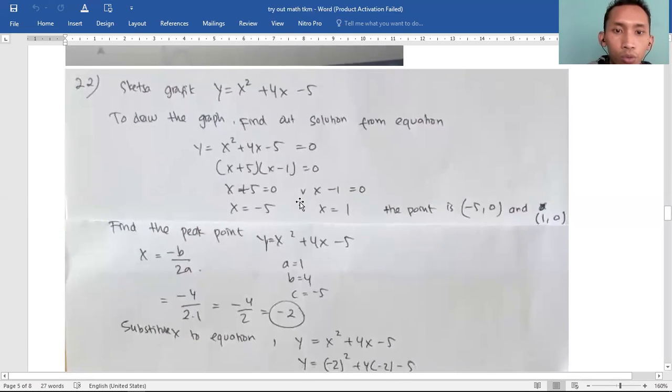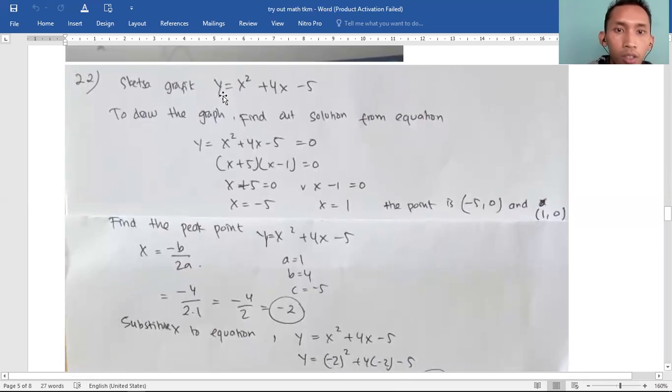We just need to find the solution first. X squared plus 4x minus 5 equal to 0. We make the factorization. X plus 5 equal to 0, x minus 1 equal to 0, x is minus 5, x is 1. Okay, remember, if you put x into the equation, you will find y, right? So y is 0, so negative 5 and 0, 1 and 0. We already find 2 points.